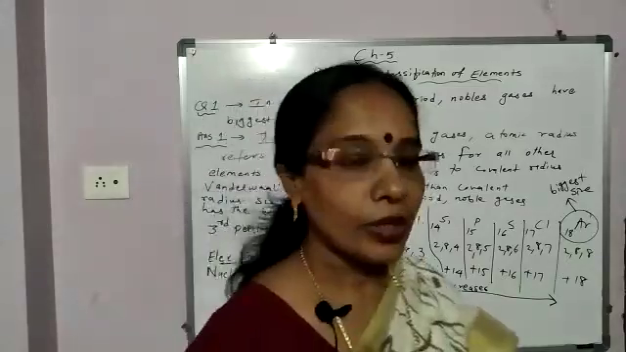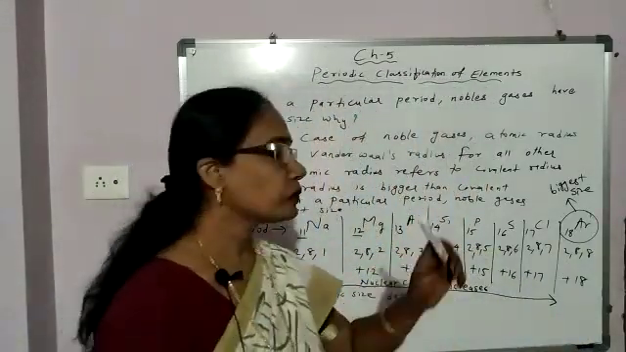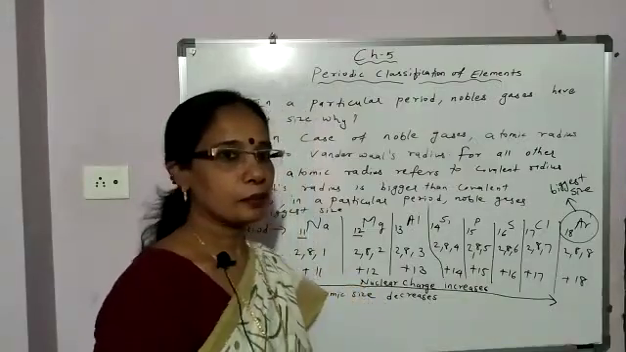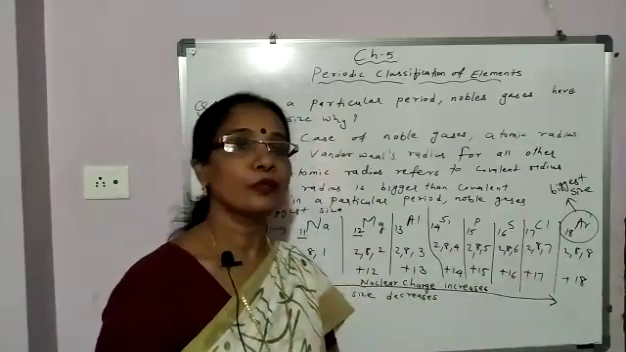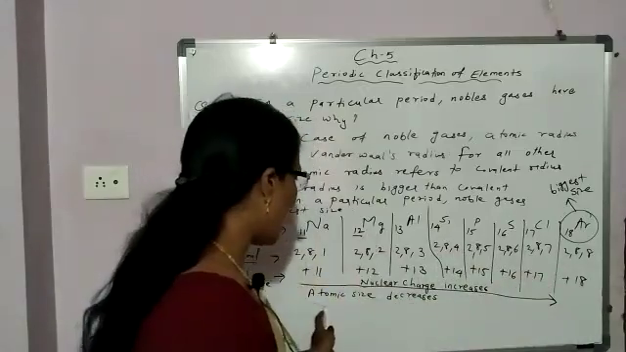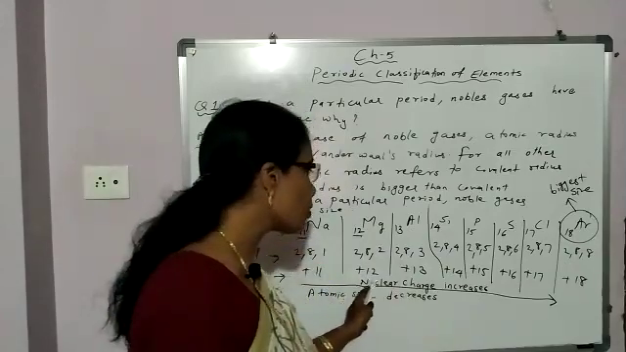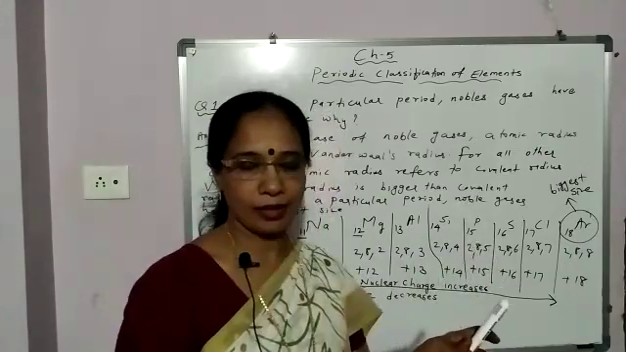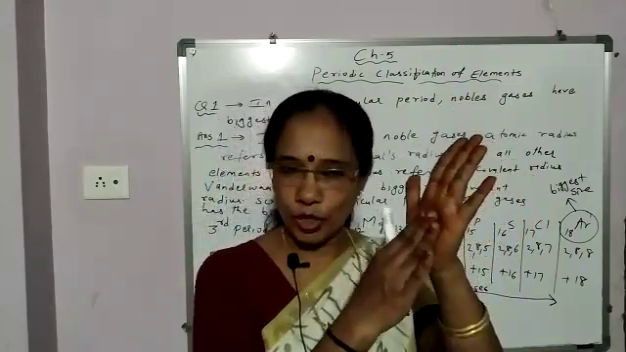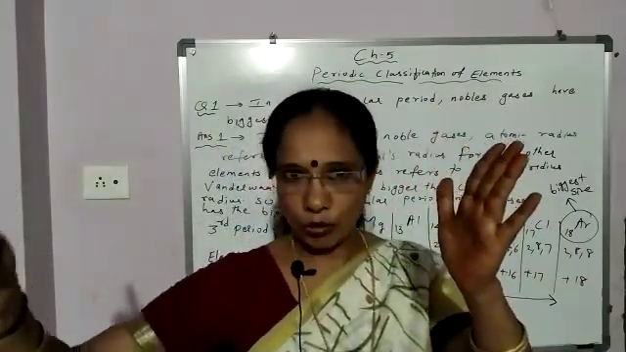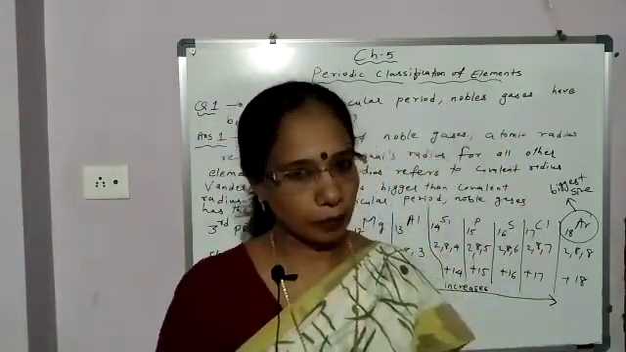Yes, students. So here we discussed the variation of atomic size in a period. As you move from left to right in a period, what do you find? Atomic size decreases. Why does atomic size decrease? Because nuclear charge increases. And when nuclear charge increases, the force of attraction between the nucleus and the electrons in the outermost shell increases. So size decreases. Okay.